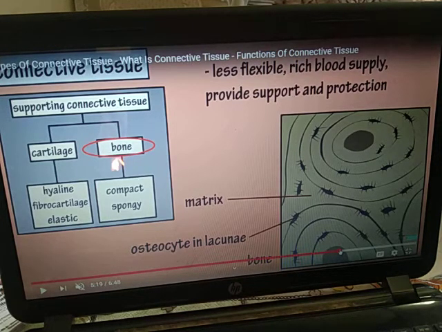Here matrix means the ground surface. So the ground surface is made up of phosphorus and calcium, and it has the cells which are called osteocytes in the lacunae. So this particular tissue is responsible for less flexibility and rich blood supply, and it also provides support and protection to the body of the organism.